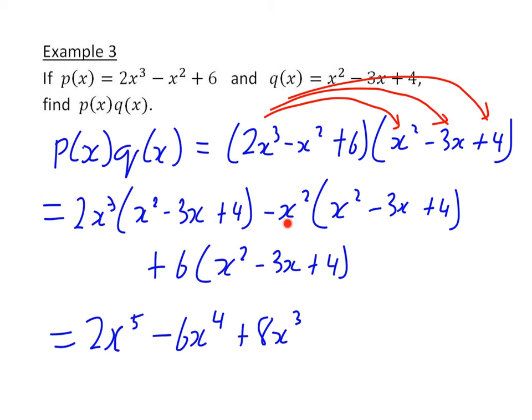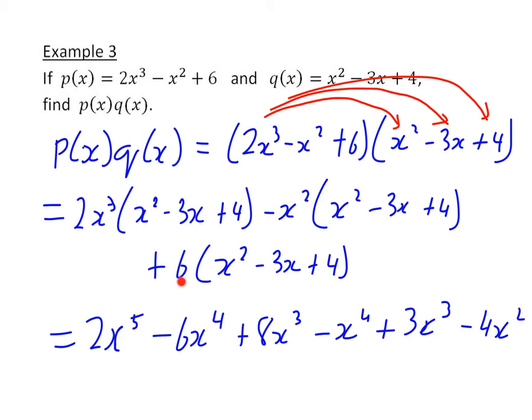Moving along to the negative x squared. Negative x squared times x squared is negative x to the power of 4. Remember, when we're multiplying, we're adding the powers. So negative x squared times negative 3x, 2 negatives make a positive, positive 3x to the power of 3. And then negative x squared times positive 4, negative 4x squared.